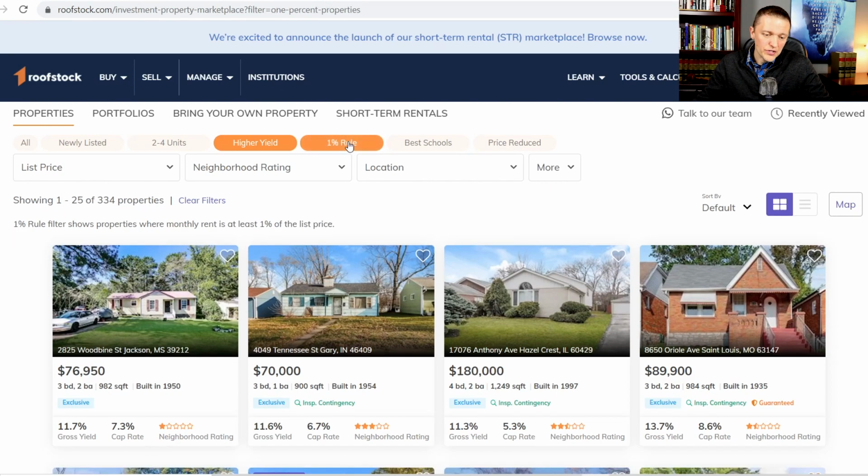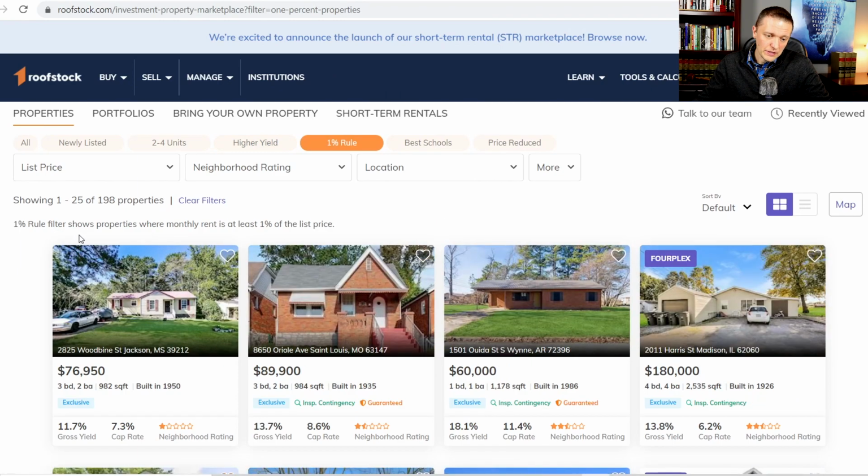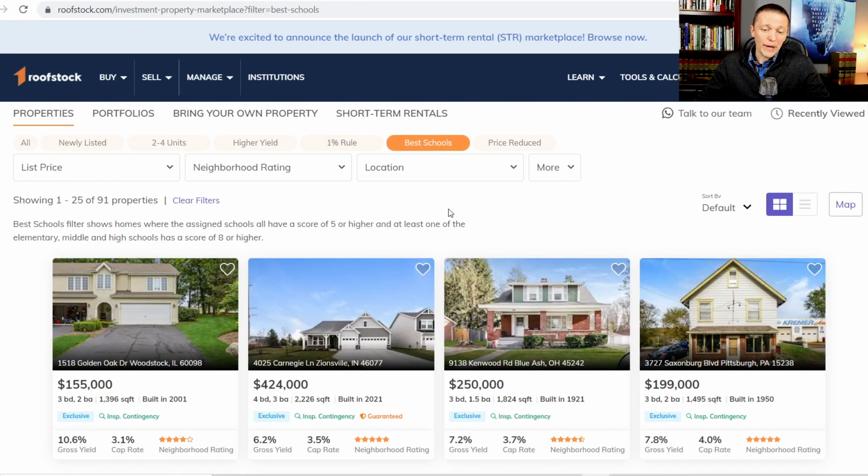The next one is the 1% rule, which is, as it describes here, properties where the monthly rent is at least 1% of the list price. And this is just another way to look at the relationship between the list price and the gross rents that it brings in. Next, we have best schools option, and if we click on that, we see that there are currently 91 properties that fit this criteria. And as Roofstock explains, best schools filter shows homes where the assigned schools all have a score of 5 or higher, and at least one of the elementary, middle, and high schools has a score of 8 or higher.